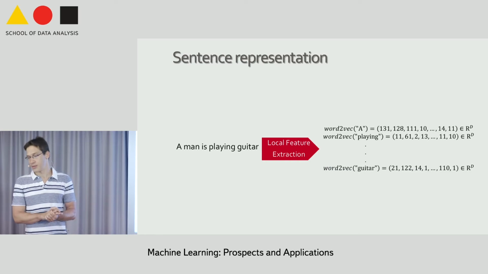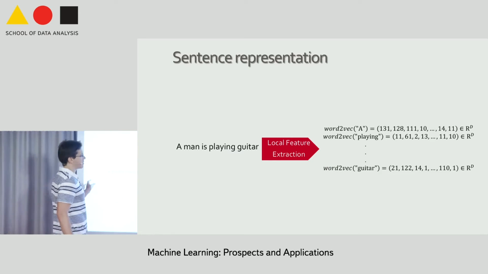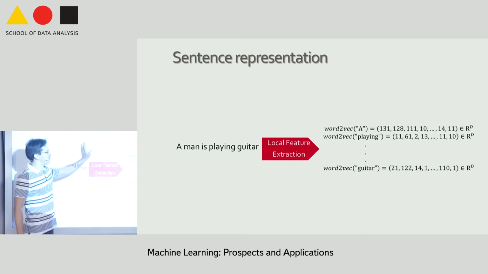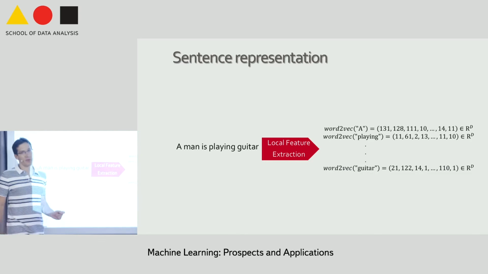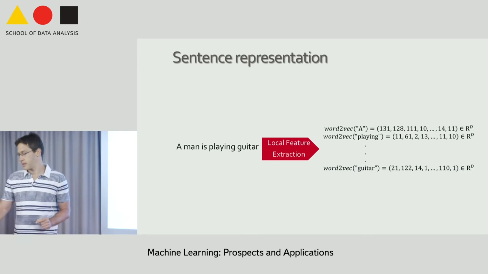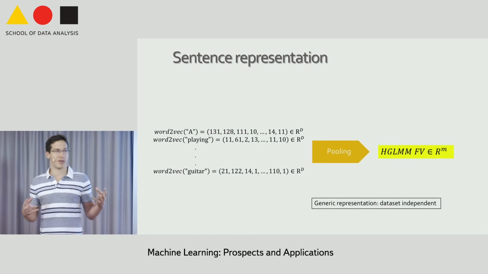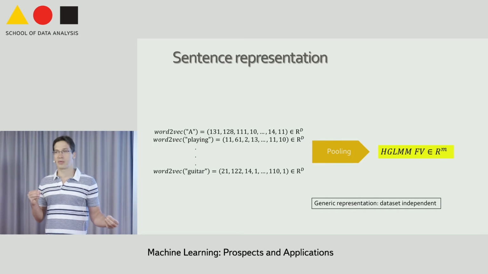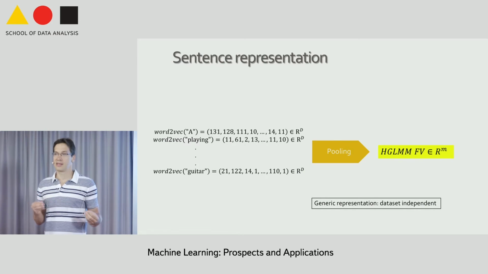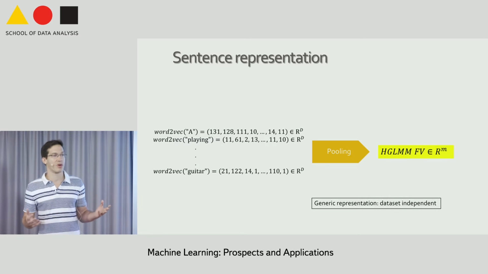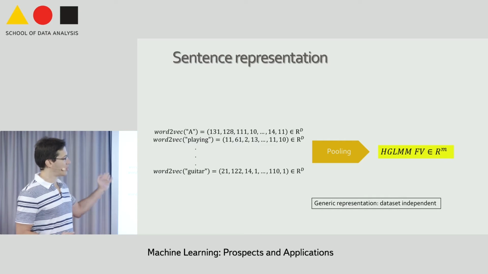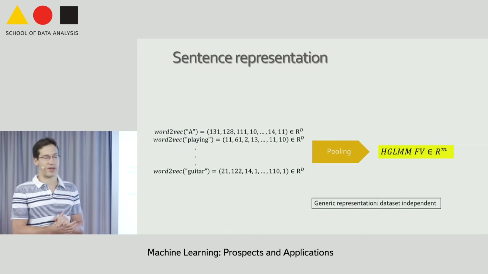So we start with a sentence. A man is playing guitar. And every word in this sentence we describe by a vector. So the word a, playing, guitar, every word represented by a vector. Then we need to take all these vectors and pool them together to one single vector. The reason that we would like to pool them together is that machine learning algorithms prefer to work with vectors and not with sets of vectors. So we pool all these vectors together to a single vector.